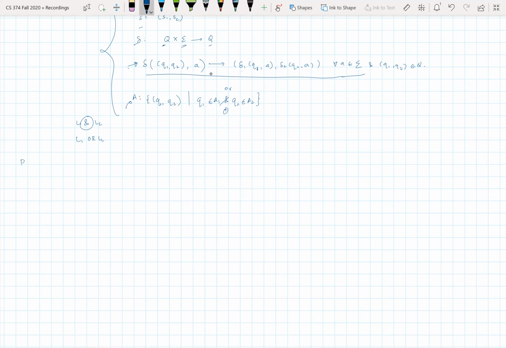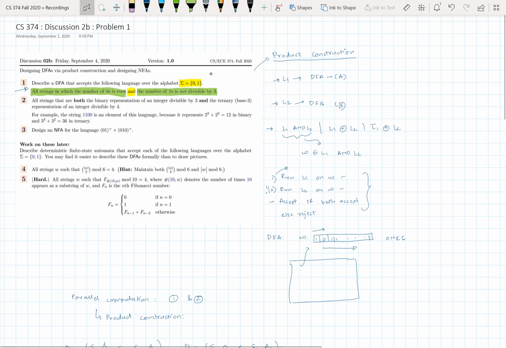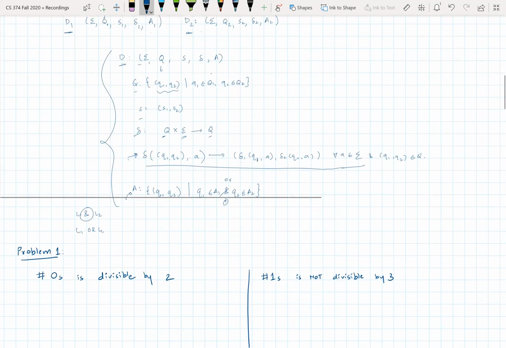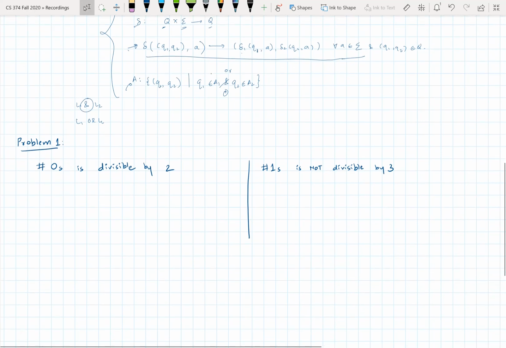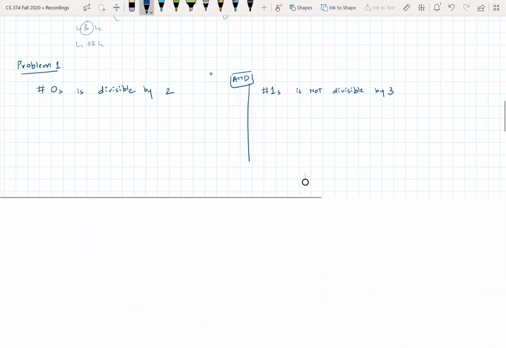So now we are going to be looking at problem 1. We need two DFAs. One is the number of zeros is divisible by 2. And the second is the number of ones is not divisible by 3. Okay, let's double check the question. Number of ones is not divisible by 3. Number of zeros is even, so that means number of zeros is divisible by 2. Yeah, so we have the question down, and these two are going to be in, and we already know how to write the product DFA using this part of our theory. So okay, let's dive into this.